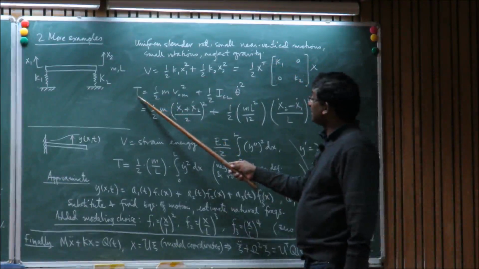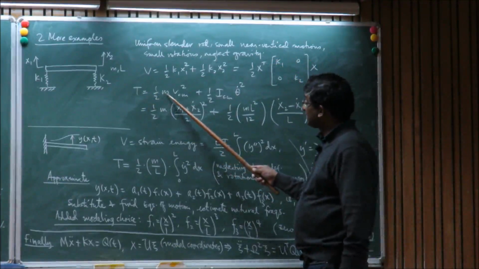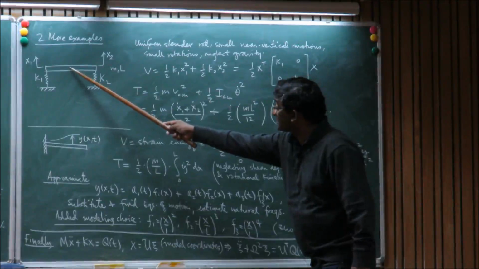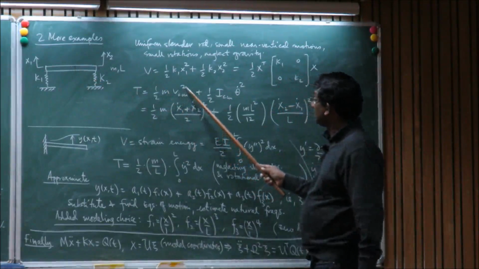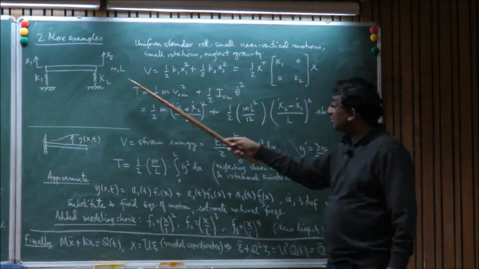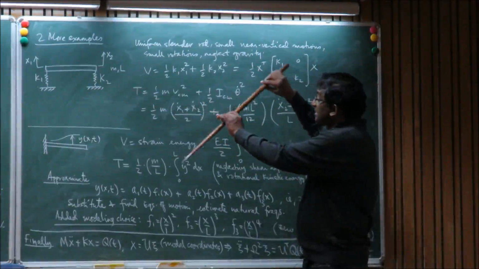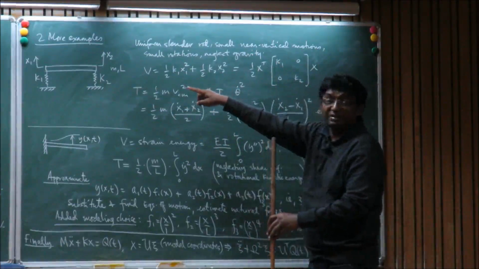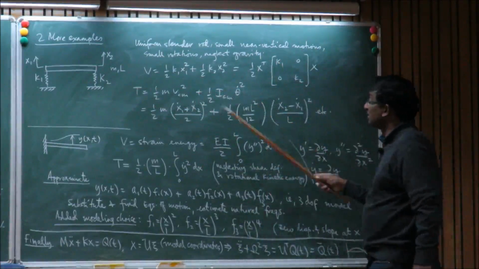Similarly, there is a kinetic energy, and this is going to be half times the mass times the velocity of the center of mass, which is here in the center, squared, plus half times the moment of inertia about the center of mass times theta dot. I haven't defined theta dot, but I am sure you know what I mean.